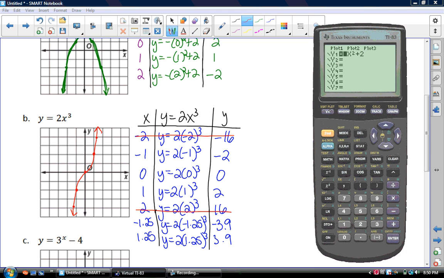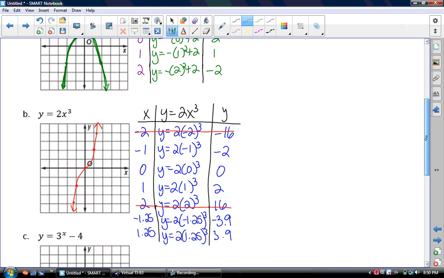So we go to y equals again, clear out the old equation that was in there before, and just put in 2x to the third. And then we'll hit graph. And hey look, this graph looks like our graph. That's what we wanted to see. Alright, let's do one more of these together.